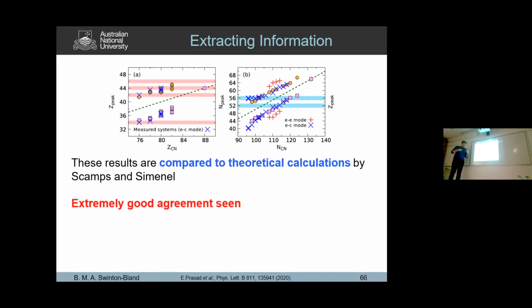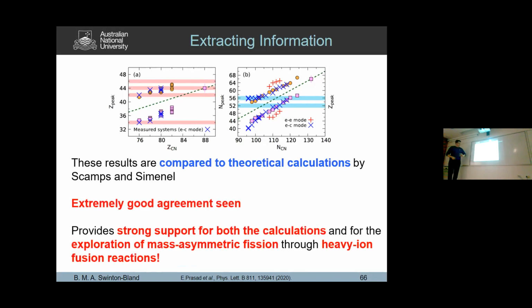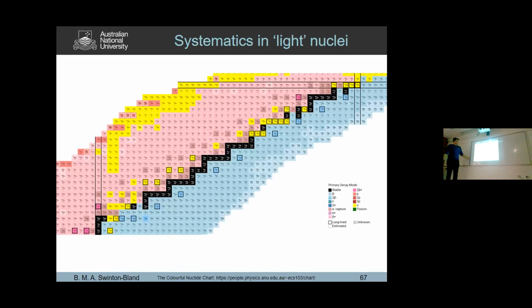So, as I said, I haven't got time to go through this, but this gives a really good support for both the calculations that have been done and also the fact that we can get very useful and important information for mass-asymmetric fission using heavy ion-induced reactions. Okay, great. So just to quickly wrap up a little bit.